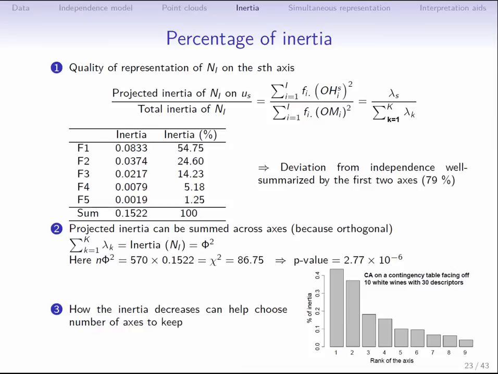Here is something else we can do with the percentages of inertia. As this decreases as the rank of the dimension increases, we can use this decreasing sequence as a guide to find a cutoff, that is, choose the number of dimensions to keep. As an example, here is the decreasing sequence of eigenvalues of a correspondence analysis on a contingency table facing off 10 white wines from the Loire region with 30 descriptors. The wines are in the rows, the descriptors in the columns, and xij is the number of times the descriptor j was associated with wine i.